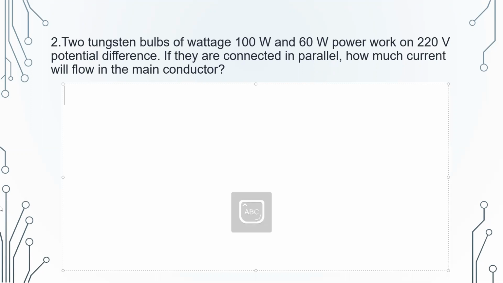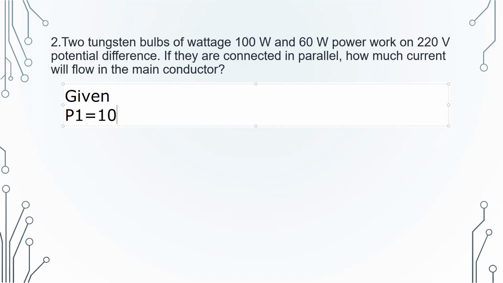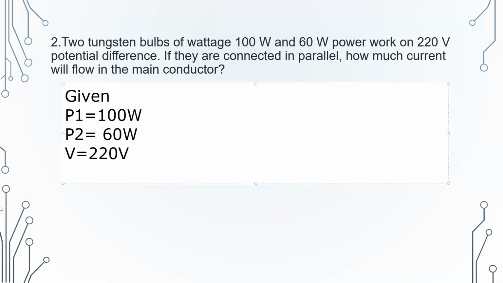So we can write given. Power is given of two bulbs, so we will take the first one as P1. P1 is equal to 100 watt and P2 is equal to 60 watt. Now potential difference is given. Potential difference is noted by the letter V. V is equal to 220 volt. What we want to find out? To find the current flow in the main conductor. That is, we want to find out the current.